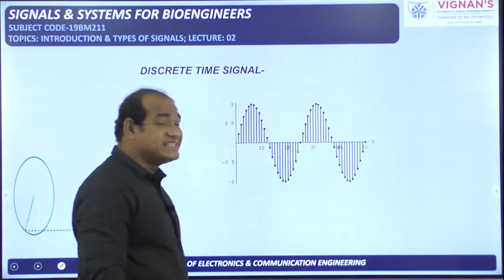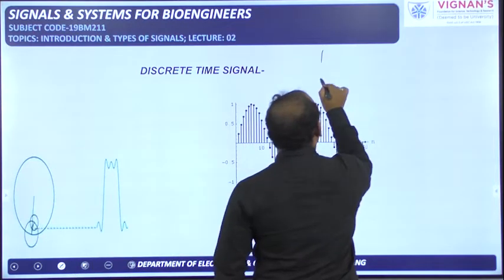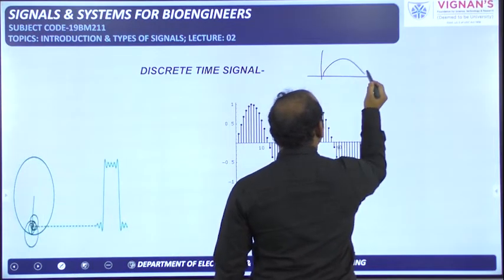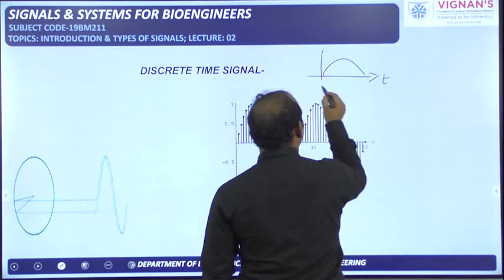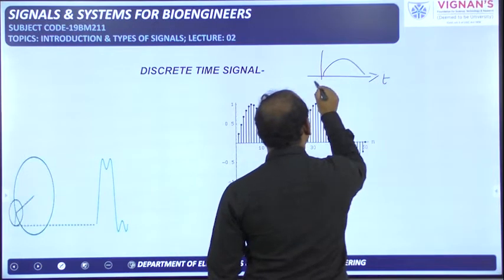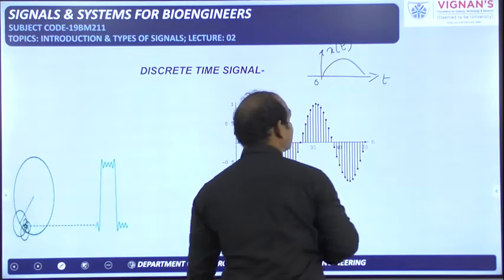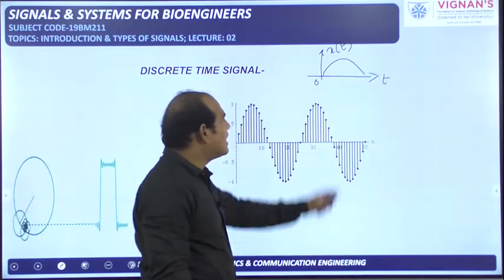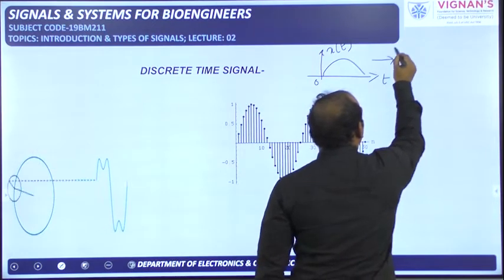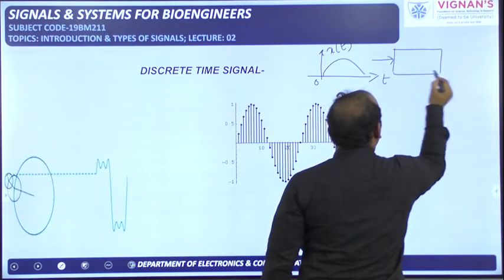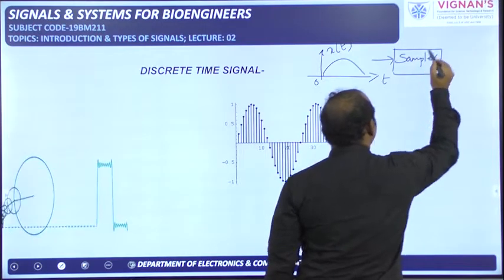Now we will see the discrete time signal. Actually, this continuous time signal can be converted into a discrete time signal. For example, this is a continuous time signal, the pattern is like this, and on the x-axis I have taken t, on the y-axis I have taken x of t. This is a continuous time signal, and we apply this signal to the sampler. A sampler is the device which performs sampling.